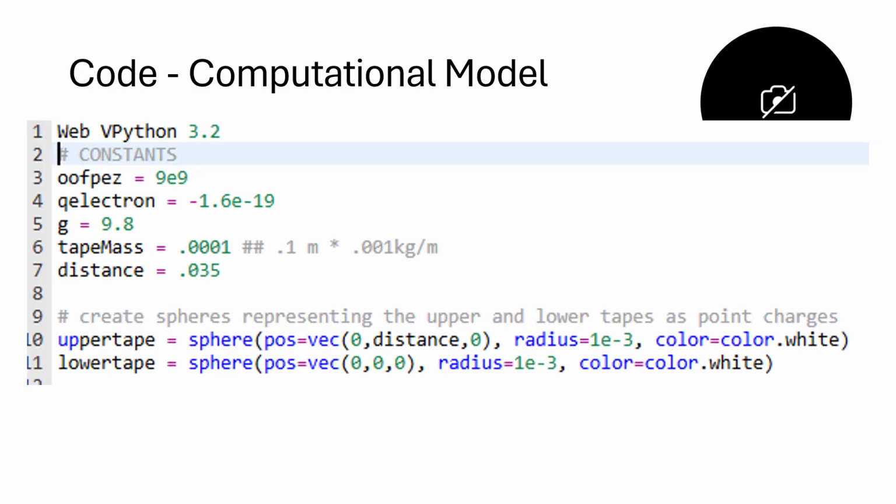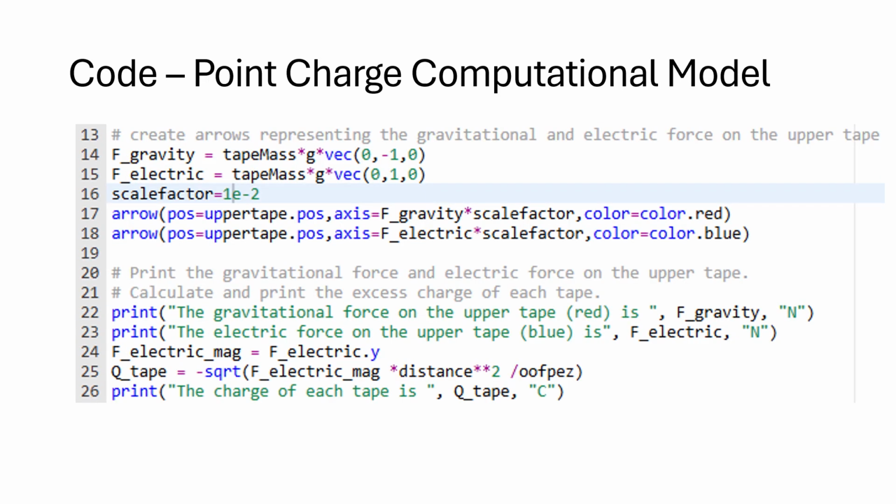We'll look at the code for both the point charge and line charge models. This is the first half of the computational model where we initialize our constants and our variables. Note that the upper tape is located at a distance along the y-axis, where the lower tape is located at the origin. In the point charge computational model, we calculate the gravitational and electrical force on the upper tape, and we draw an arrow for each.